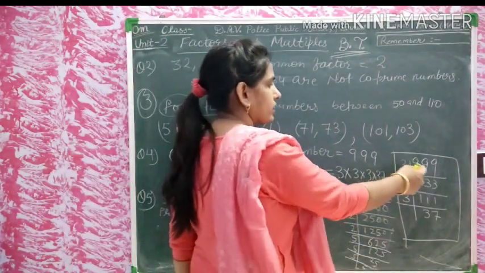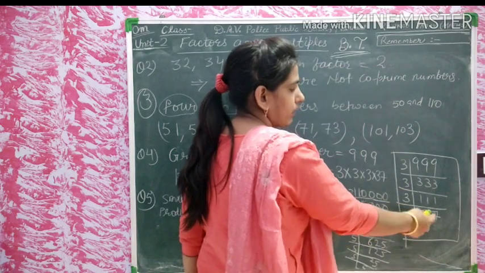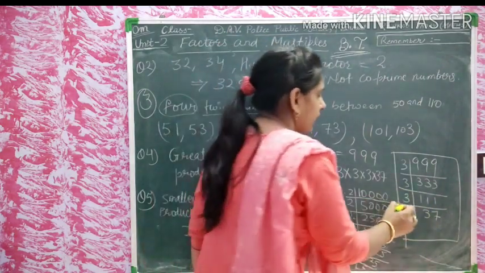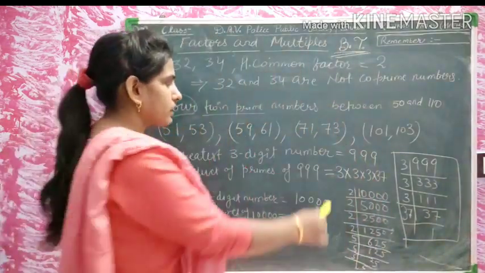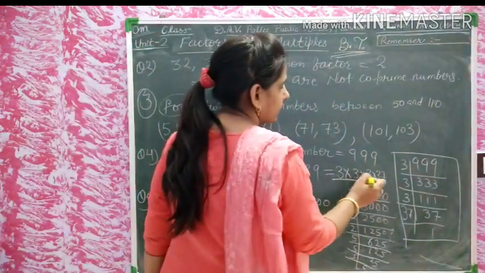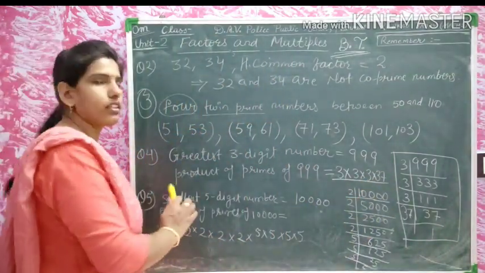The prime factorization of 999: 999 divided by 3, and again divided by 3, and again divided by 3, it becomes 37, and 37 divided by 37 is 1. Okay students, so its prime factorization is 3 × 3 × 3 × 37. Is this clear?